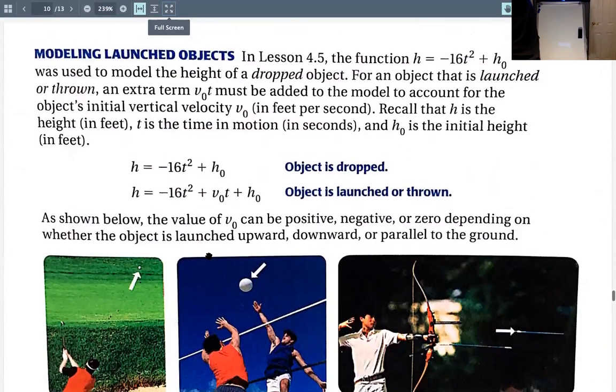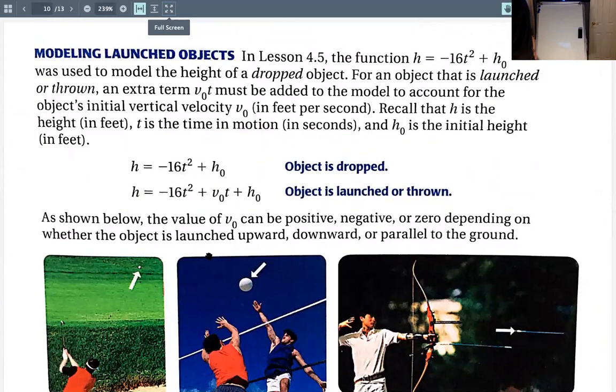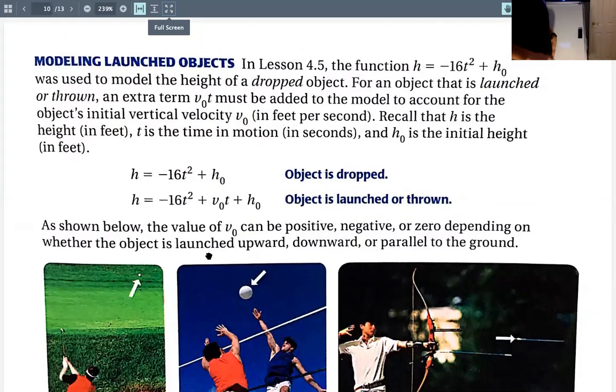In lesson 4-5, the function height equals negative 16 t squared, and it's always going to be negative 16 because of the gravity on Earth, plus h naught is what? Do you guys remember? Initial height. It's your y-intercept, basically, at time is 0. If time is 0, the whole negative 16 t squared is gone, so h equals h naught at t is 0.